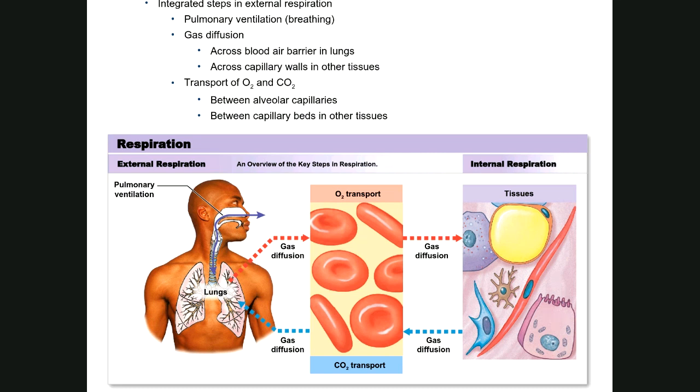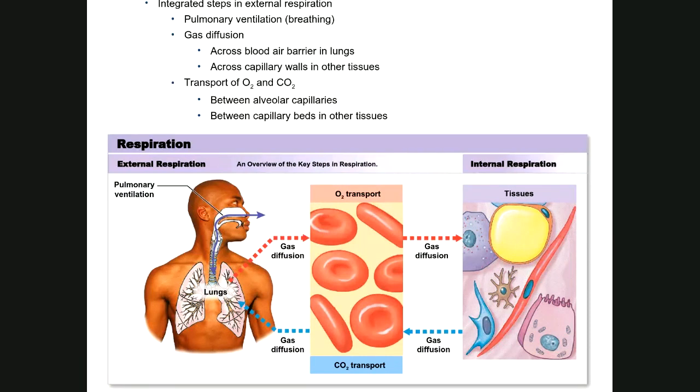So we talked about the external respiration, which is between the lung and the blood, and the internal respiration, between the blood and the cell, all right?